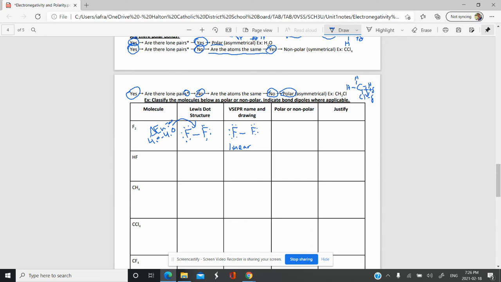And there's no central atom with lone pairs. The molecule's left half is the same as the right half. So overall, we would say that this is a non-polar molecule. And it's really because there are no polar bonds, and it's a pure covalent molecule.